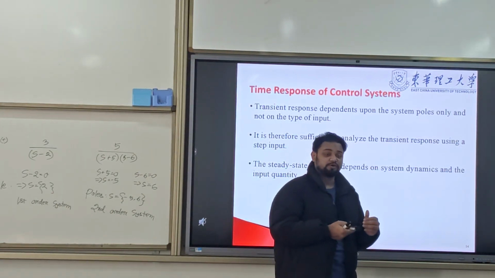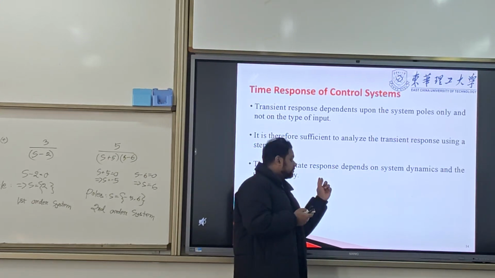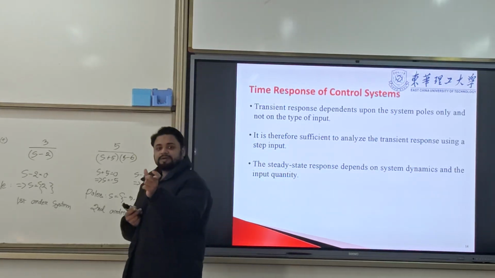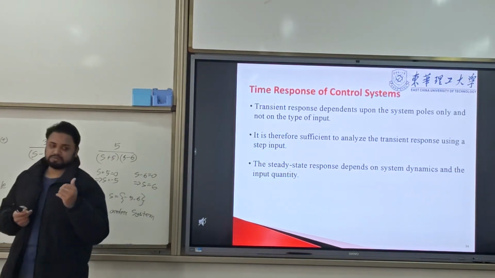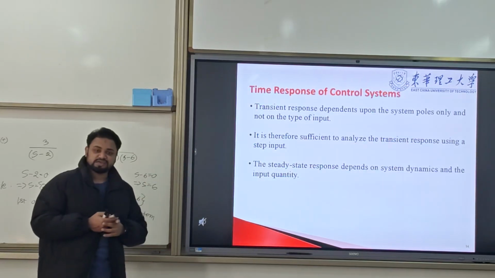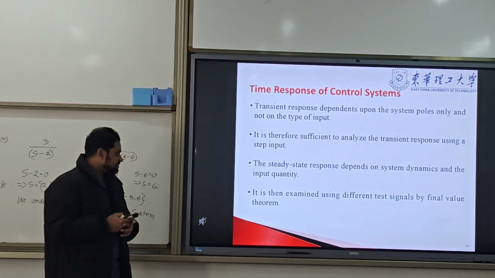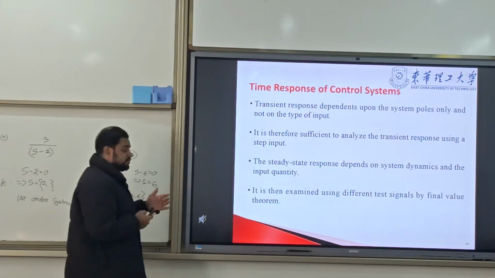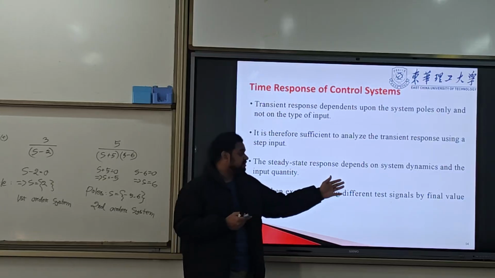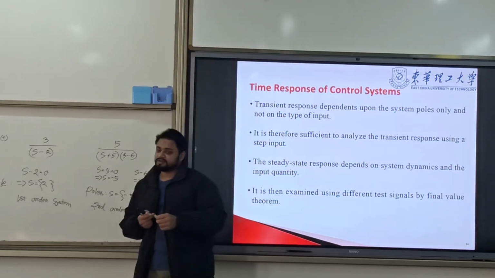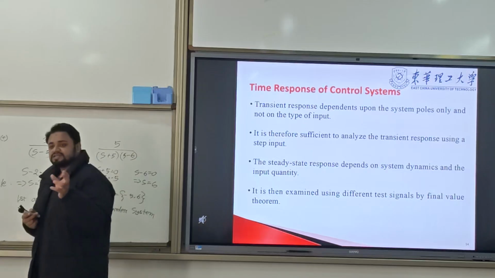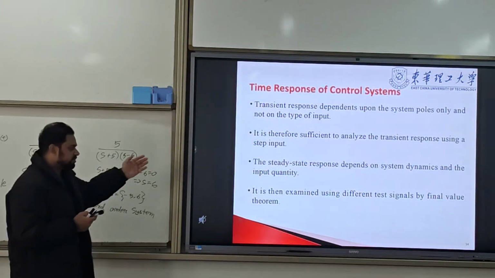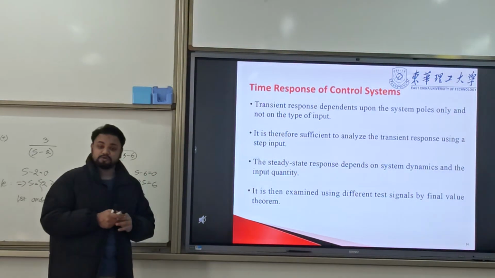In the steady state response, it depends on which type of input it is, whether impulse, step, ramp, or parabolic. If the input type is different, then the steady state response will change. So it is examined using different test signals. Then we can test the steady state response by using a theorem called the final value theorem. It is in the Z transformation. There are two theorems: initial value and final value theorem. So you can apply the final value theorem and find the steady state response.